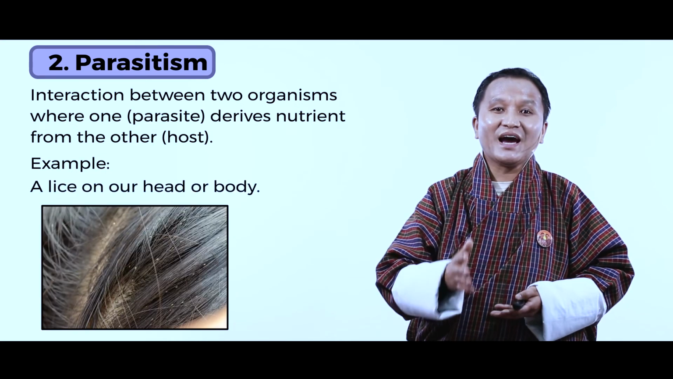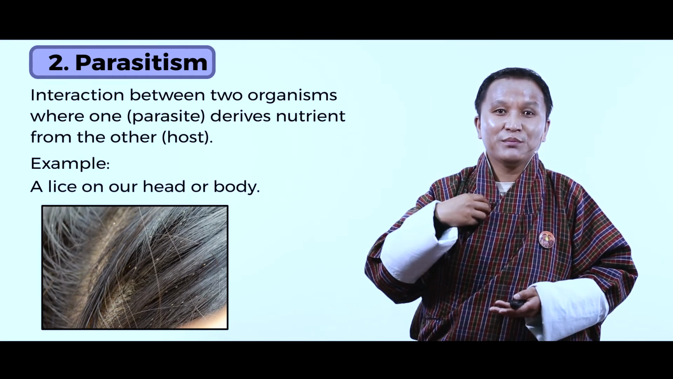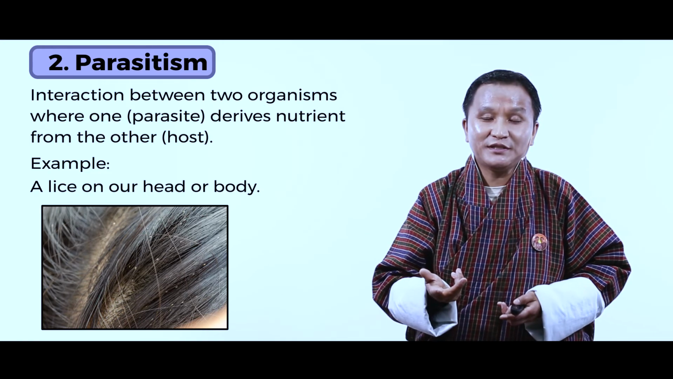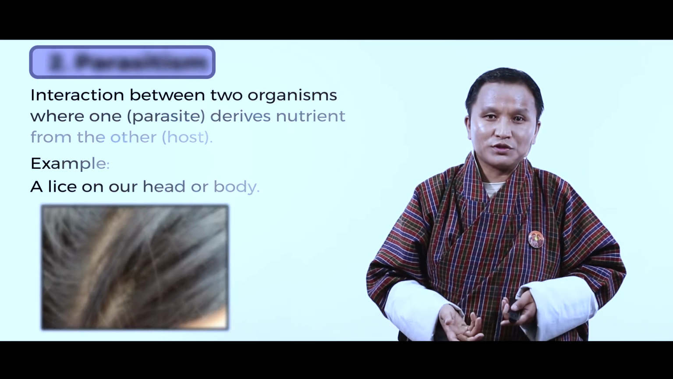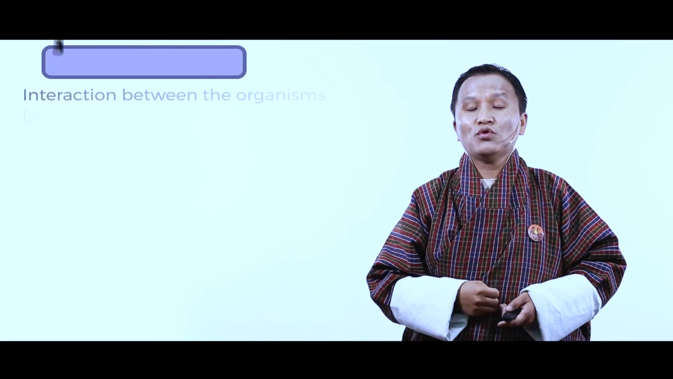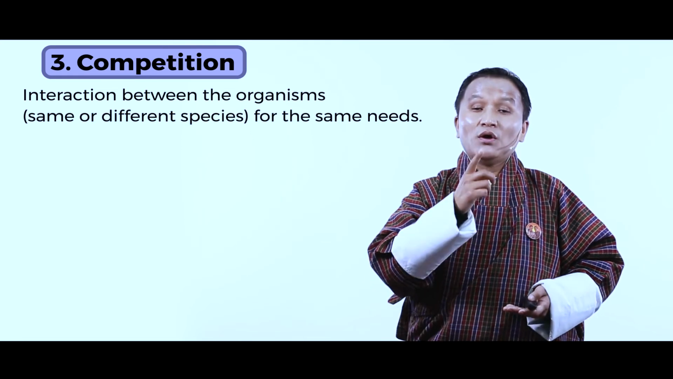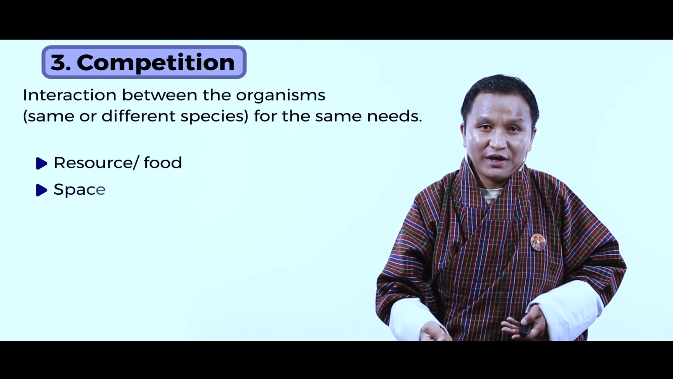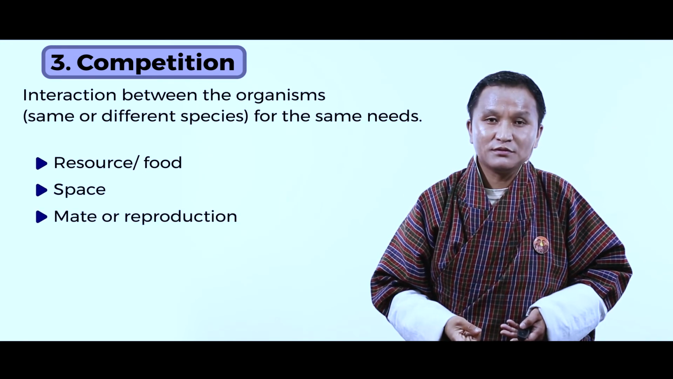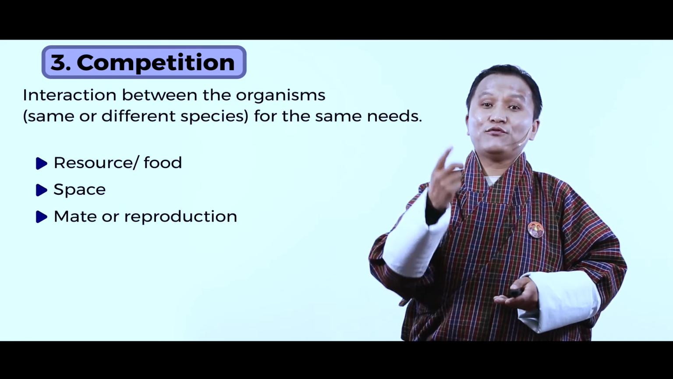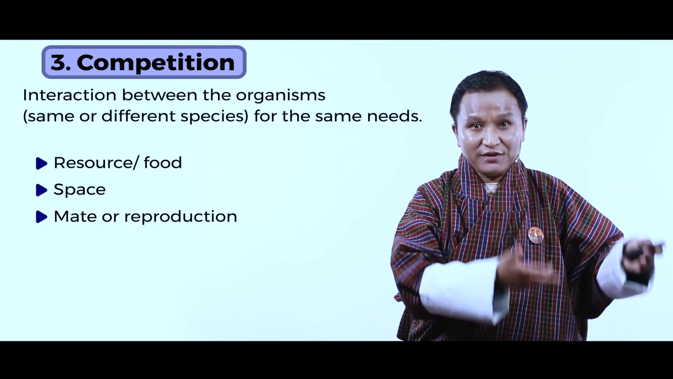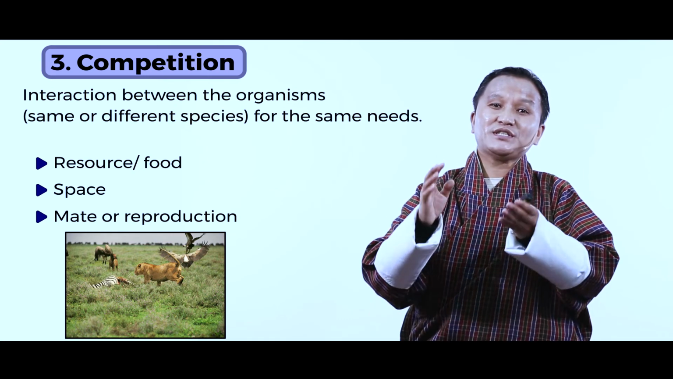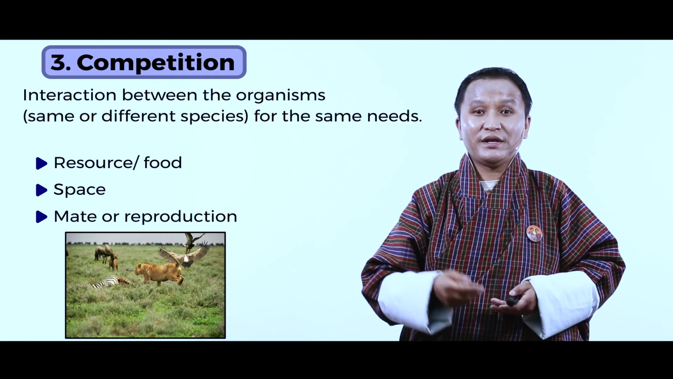For example, lice on our head or on the body becomes a parasitism. So the lice becomes a parasite and our body becomes the host. So why do organisms compete? Organisms compete for resources: food, space, and mates. When they do not get enough food, space, and partners, they have to compete in nature. But generally, organisms are found competing for food and space.